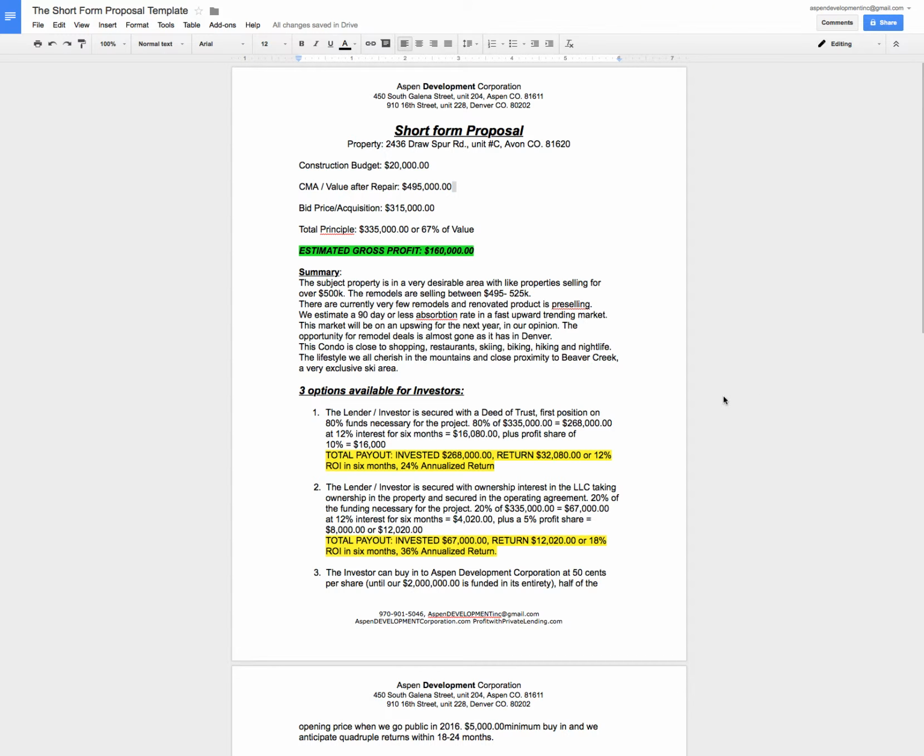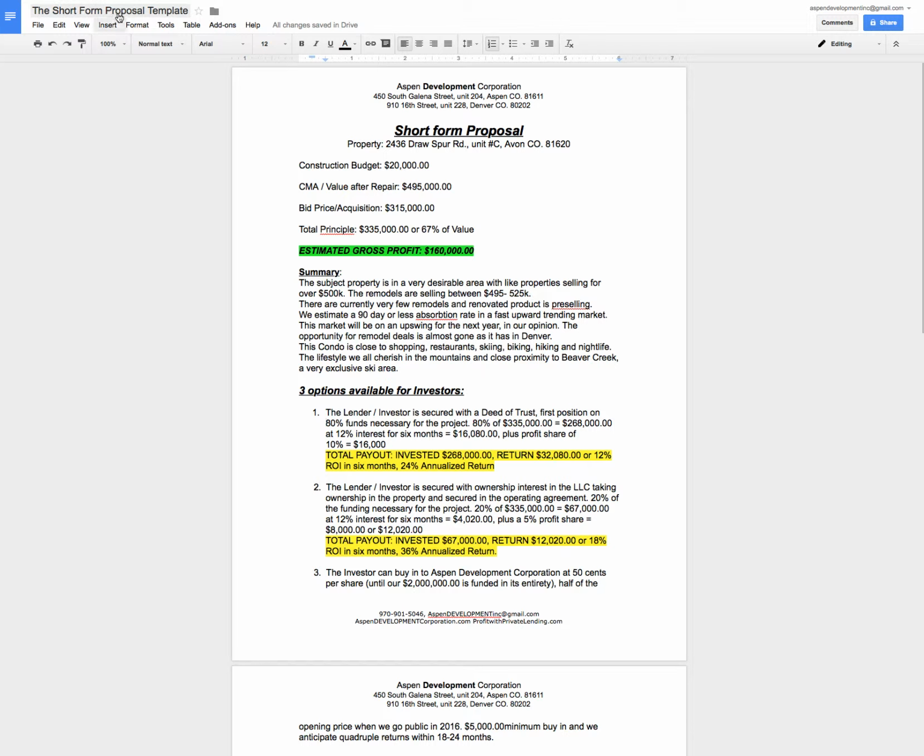That's unbelievable. Okay, so the short form proposal part two. We're having a couple changes here. What I did from the summary, I changed it up. So three options available for investors, and then this will stay. This will be bulletproof for everything.